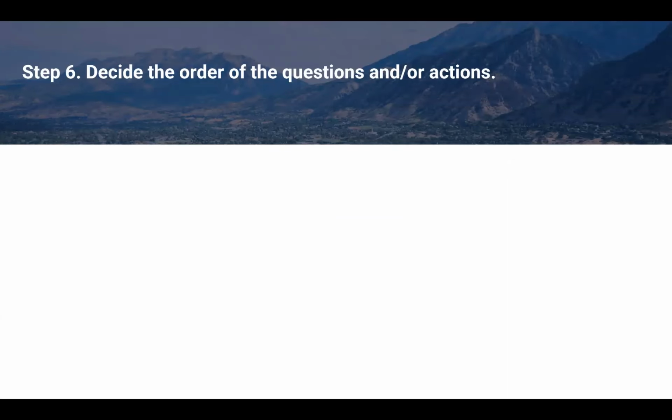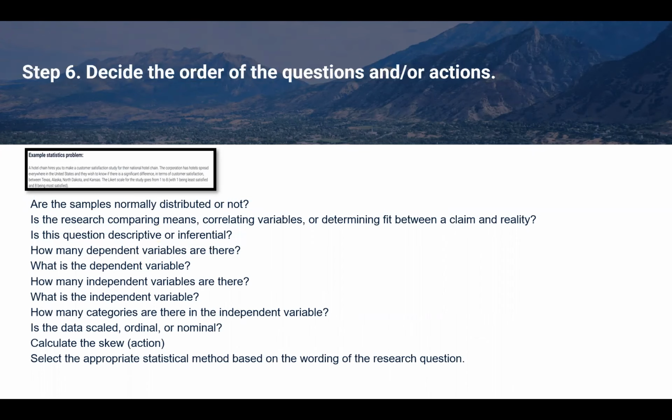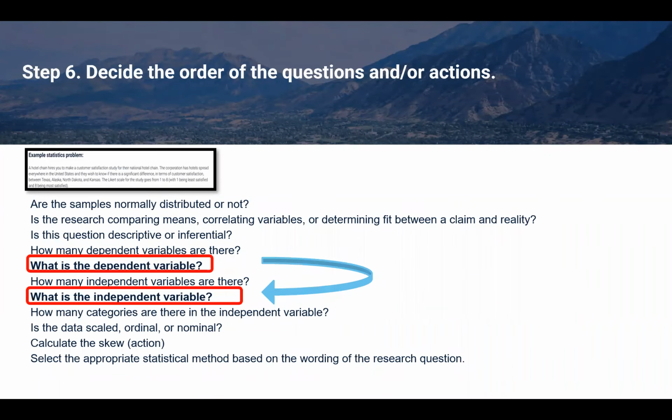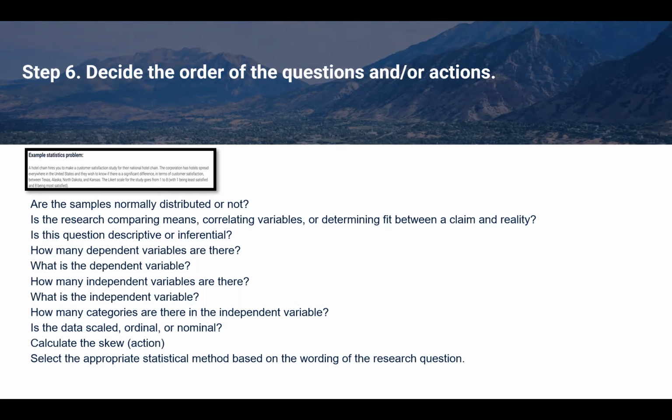Step 6, decide the order of the questions and/or actions. For some of the questions, it doesn't matter what order you place them in. In this statistics example, you could determine what the independent variable is before the dependent variable, or vice versa. In other cases, the order is necessary. For our statistics example, it is best to determine first if the question is descriptive or inferential before analyzing further.